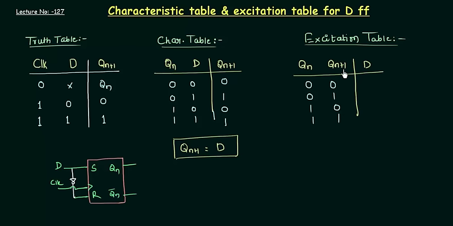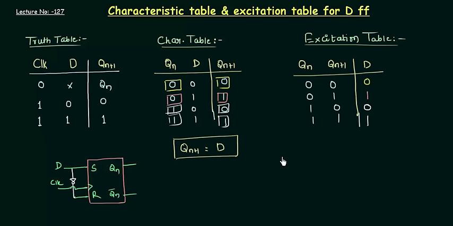When Qn and Qn plus 1 both are 0, in this case your D is 0. And when Qn is 0, Qn plus 1 is 1, which means in this case your D is 1. And when your Qn is 1, Qn plus 1 is 0, which means in this case again your D is 0. And till now you have seen that D is equal to Qn plus 1, as I have already evaluated, and for the last case also your D is equal to Qn plus 1, so 1.